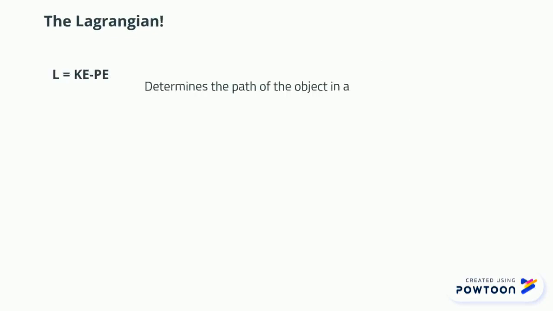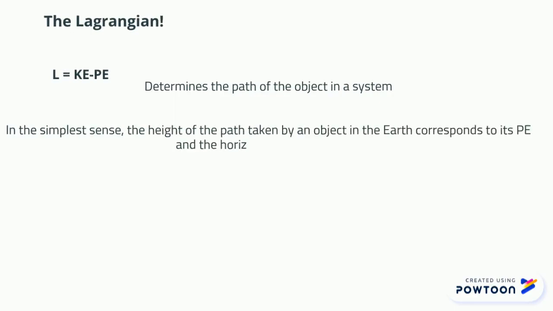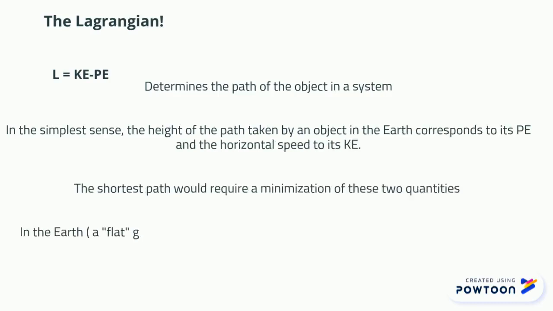Now, what is the Lagrangian? It's simply KE minus PE in mechanics. This determines the path of an object in a system. On Earth, the height corresponds to the object's PE, and the horizontal speed corresponds to its KE.